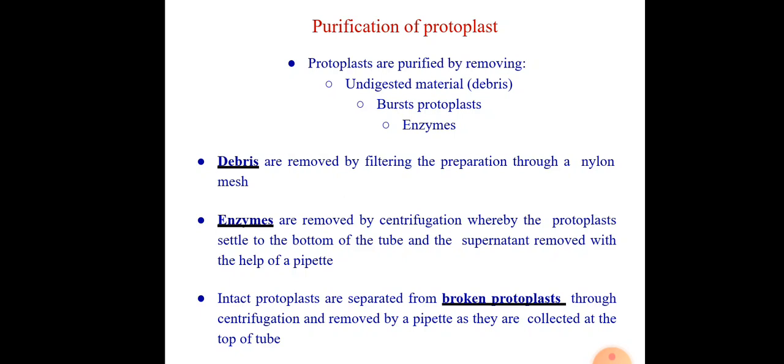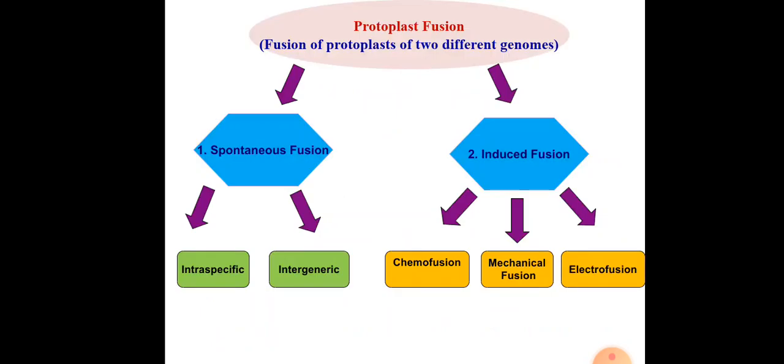and broken protoplast has to be removed, and we have to remove the enzymes which are employed for the isolation. The debris is removed by filtering the preparation through nylon meshes, and enzymes will be removed by centrifugation, where the protoplast is settled at the bottom and the enzymes are collected in the supernatant. Intact protoplasts are separated from the broken protoplasts through centrifugation and removed by pipettes. The next step is protoplast fusion.